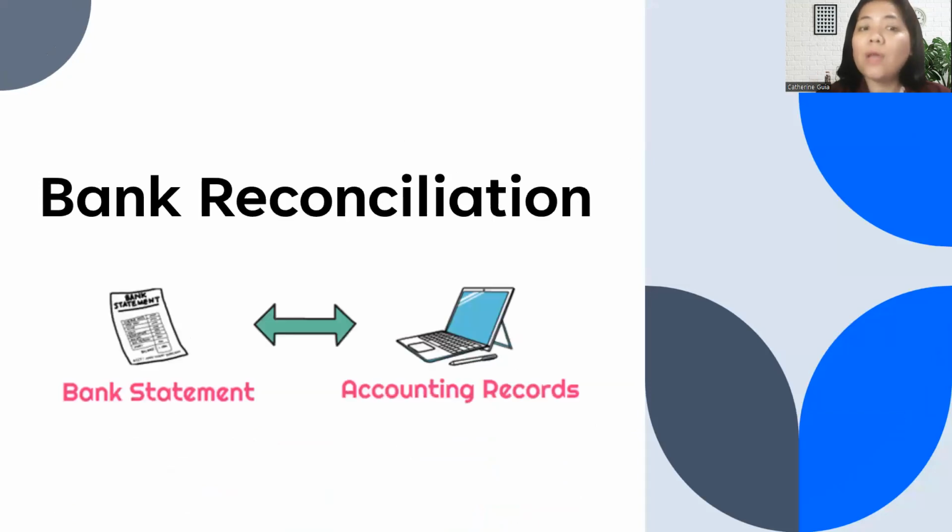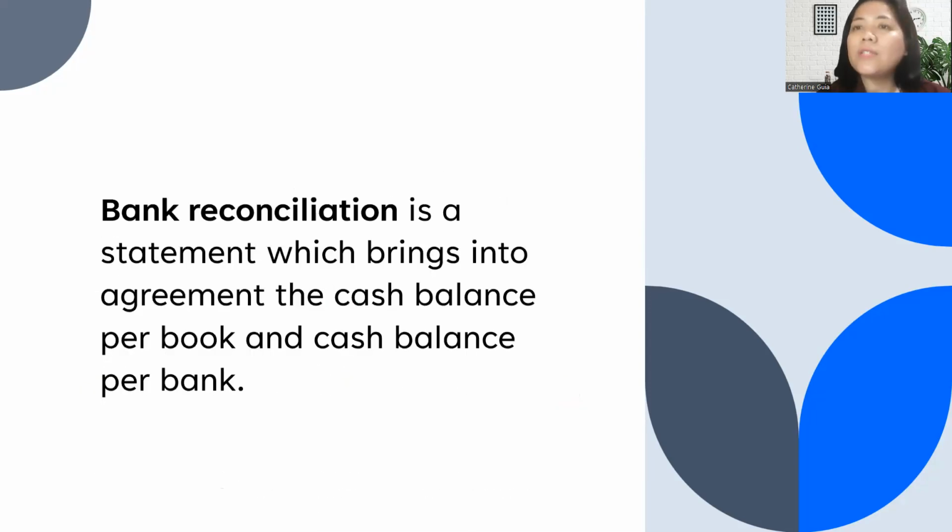Okay, so let's proceed with our bank reconciliation. Here you see the illustration: the bank statement should equal our accounting records as far as our cash in bank current account or cash in bank demand deposit is concerned. Bank reconciliation, therefore, is a statement which brings into agreement the cash balance per book and cash balance per bank. So we will be doing some adjustments to come up with a balance to bring the cash balance per book and cash balance per bank in agreement.